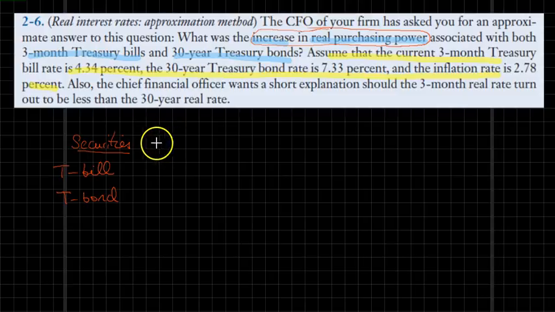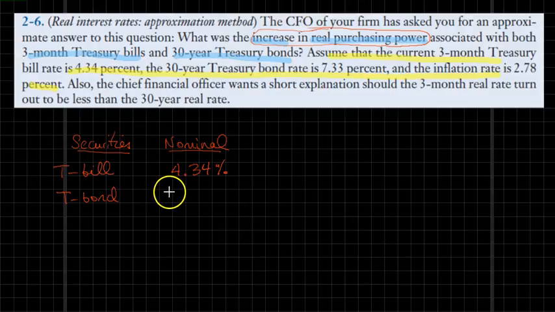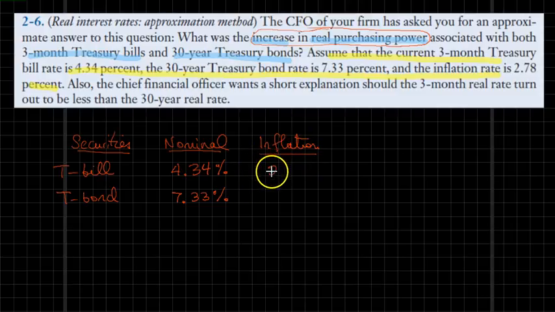The mean nominal yield for the treasury bill is 4.34%, whereas the nominal rate for the treasury bond is 7.33%. This is also given in the problem. Now, it's also given that the inflation rate is 2.78% across the whole economy. So it will be the same inflation rate for both securities.